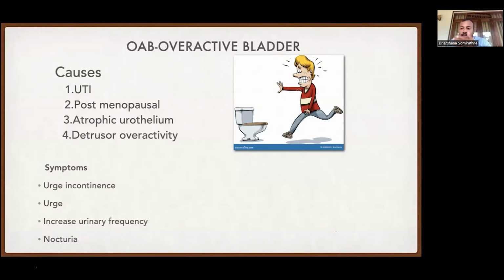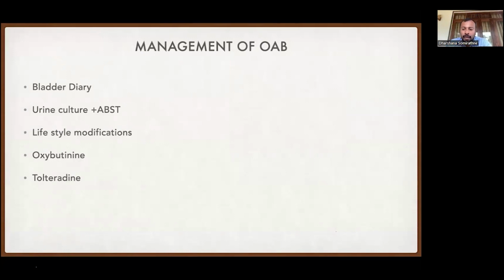Then you have to do the basics: urine culture, ABST, the bladder diary, and then lifestyle modification. If the urine culture and everything is normal, I think it is better to refer to the gynecologist to start oxybutynin or tolterodine if it is detrusor instability.